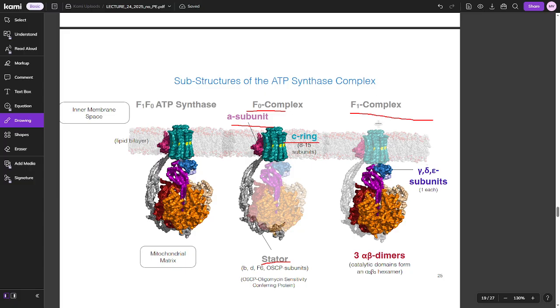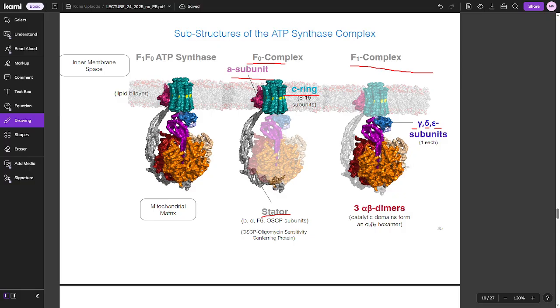The F1 is made of the gamma, I think that's sigma, if I'm not mistaken, and epsilon, right? And you've got these three alpha beta dimers as well. So these epsilon, sigma, gamma are in this section here, but these alpha beta dimers are up here, and that's the important part. We'll cover that in a second.